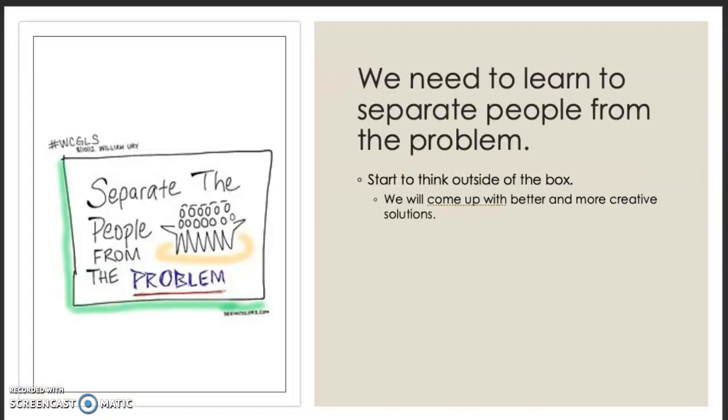So one of the key concepts that we'll be discussing is that we need to learn to separate people from the problem. This goes back to our Leadership and Self-Deception book, where we learned about starting to think outside the box and stop seeing people as objects. We will come up with better and more creative solutions if we can remember the key component of separating the people from the problem, separating those emotions and those feelings about people, and really focus on the problem itself. This is one of the key concepts that we'll be learning about this week.